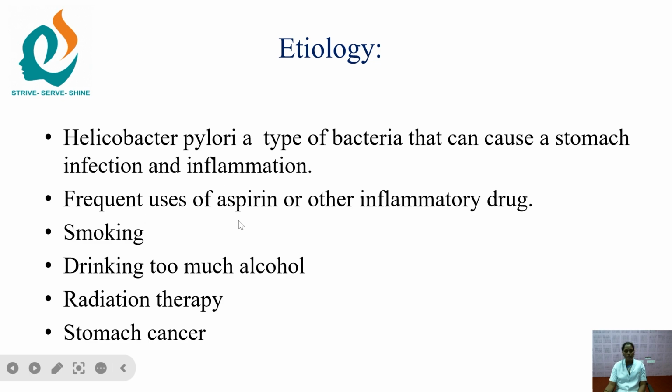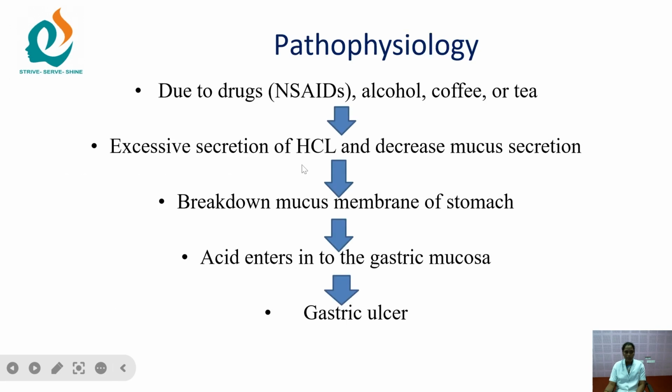Then frequent use of aspirin, that is a nonsteroidal anti-inflammatory drug. It is the most common cause. Then smoking, drinking too much alcohol, then radiation therapy. If any cancer is present in our abdominal part, at that time we have to give radiation therapy, and it may be one of the causes for peptic ulcer. Then stomach cancer. These are all the etiological factors for the peptic ulcer.